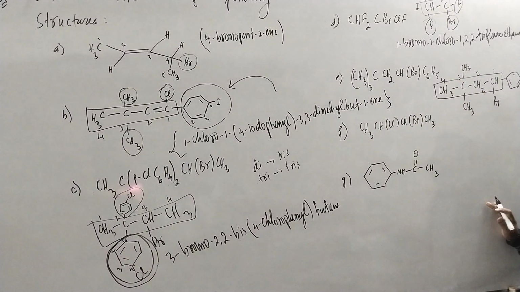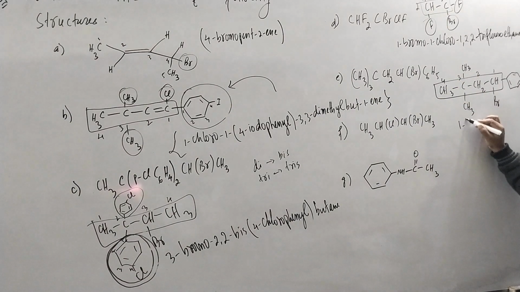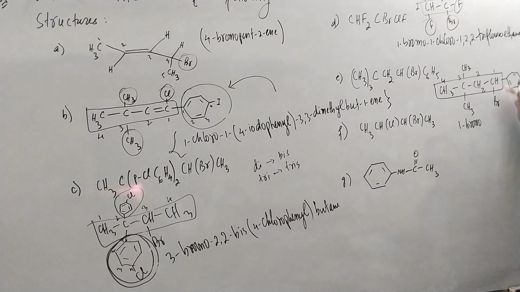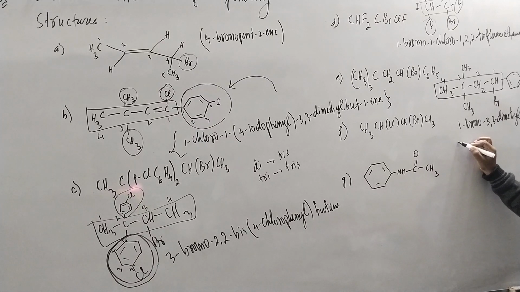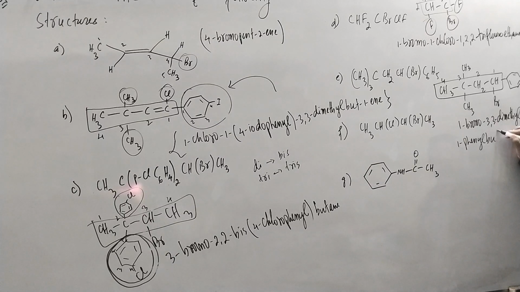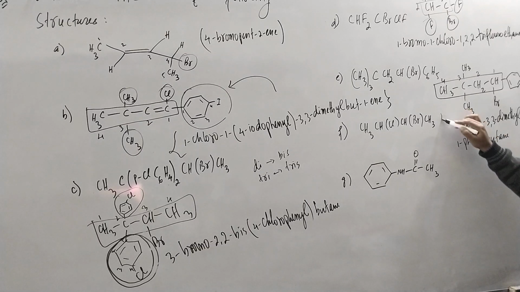So IUPAC nomenclature of this compound is 1-bromo, then 3,3-dimethyl, then 1-phenyl. Phenyl is also there as side chain. Let me write here. 1-phenyl, then again butane. So this will be the IUPAC nomenclature of this compound.